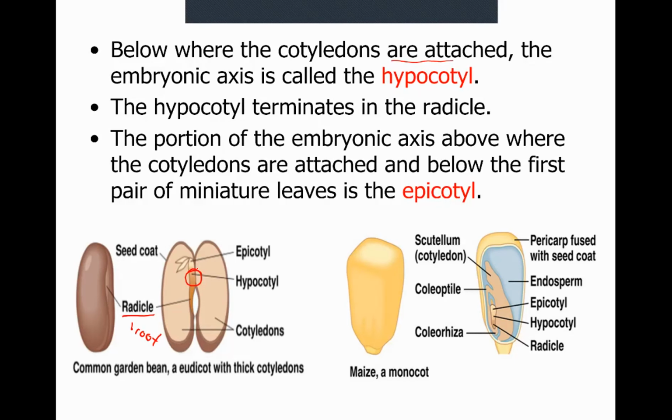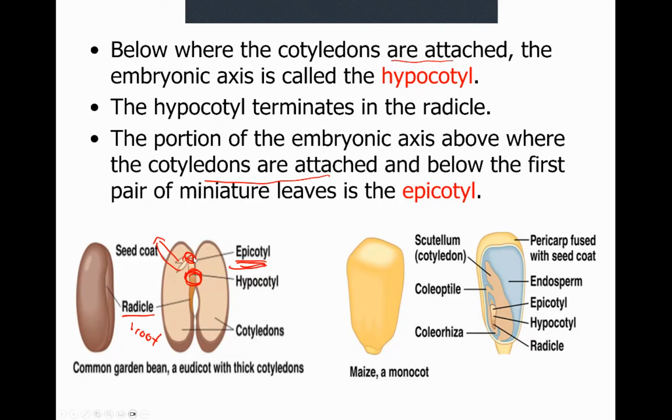Okay. The portion of the embryonic axis above where the cotyledon are attached, atas daripada cotyledon, and below the first pair of miniature leaves, is known as epicotyl. So below this is the miniature leaf, below the miniature leaf is epicotyl. Right, so epicotyl, hypocotyl ni jadi apa? Nanti dia berkaitan. Hypocotyl nanti kita tengok. So ada yang jadi bahagian support, bahagian akar, and some akan become the shoot. Okay, so that is part of epicotyl and hypocotyl.